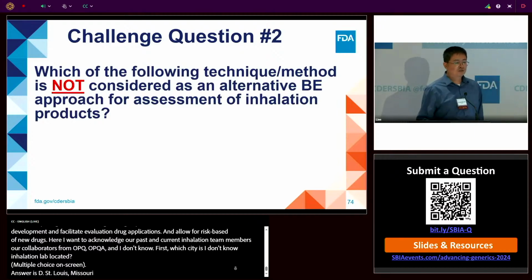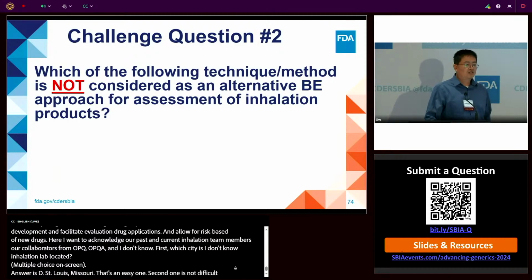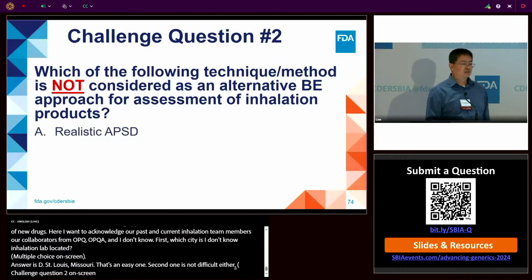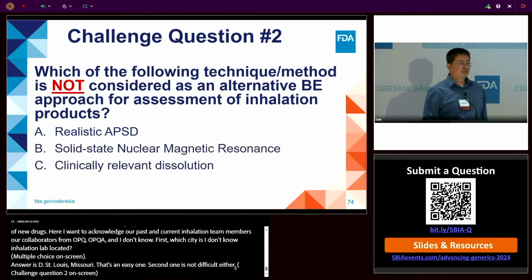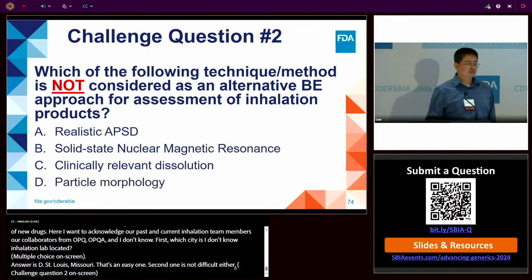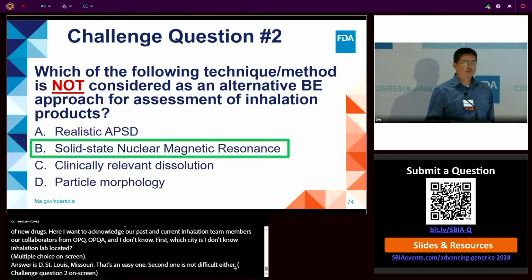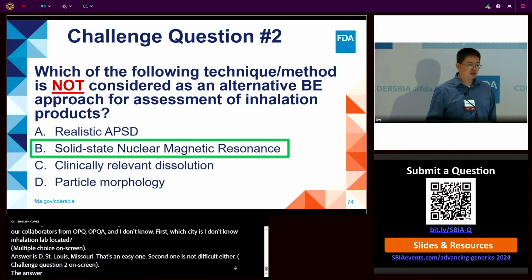The second one is not difficult either. Which of the following techniques or methods is not considered an alternative BE approach for assessment of inhalation drugs? A, realistic APSD. B, solid state NMR. C, clinically relevant dissolution. D, particle morphology. The answer is B, solid state NMR is not an alternative BE approach for inhalation.